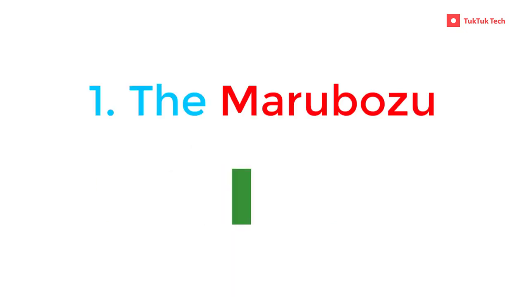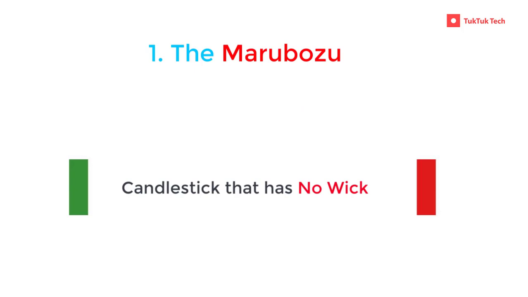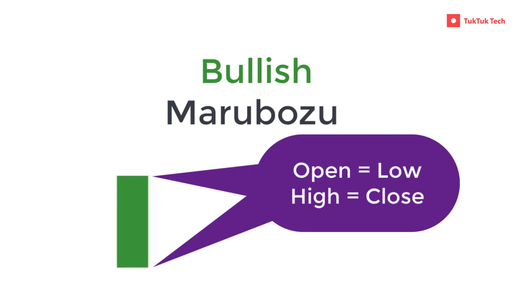One. The Marubozu. Marubozu means a candlestick that has no wick whatsoever. Whenever the open is equal to low and high is equal to close, a bullish Marubozu is formed.